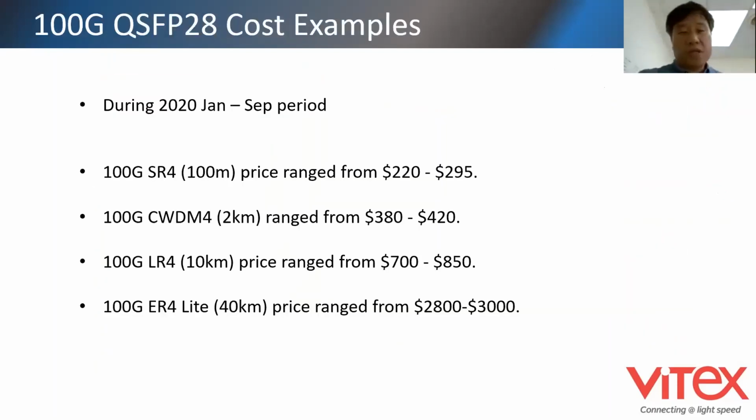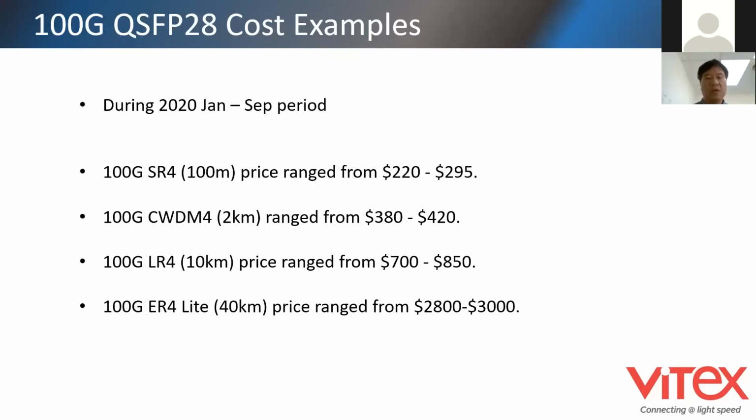So I want to give you actual cost examples. While I cannot give you the one number, these are actual numbers we looked at from the earlier part of this year, from January through September. For 100 gig SR4, our price ranged from about $200 to almost $300. Again, that depends on customer volume, and some customers have extra requests, so there's a range. For CWDM4, it ranged from about $380 to $420. And 100 gig LR4, which covers 10 kilometers, ranged from about $700 to $850.